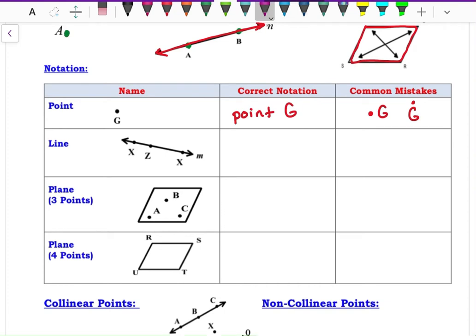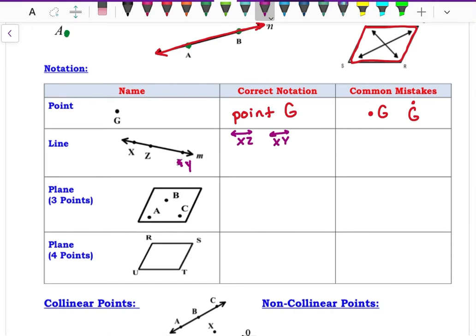Next is a line. So a line we name using 2 or more letters, and I'm going to change this letter really quick to a Y. So this line in particular, you could call XZ. Those are 2 letters on it, and we put a line over the top with arrows pointing in either direction. You could also call it XY, because I made that one Y, again with lines going either direction.